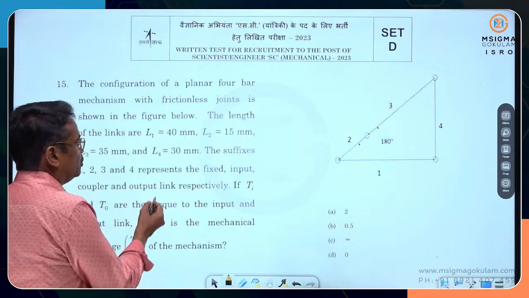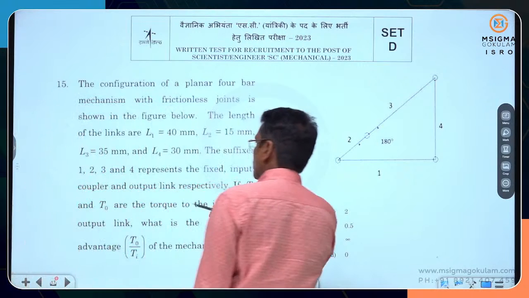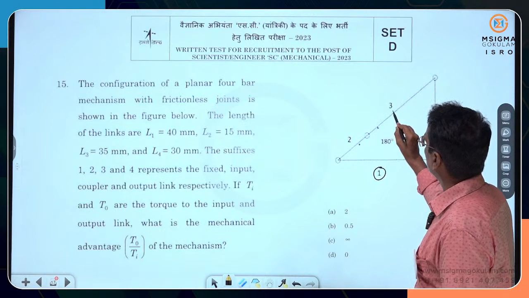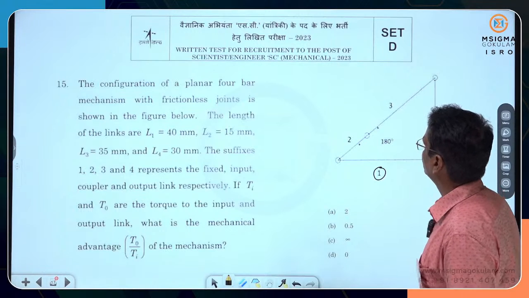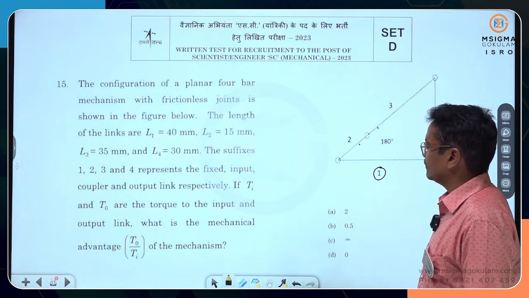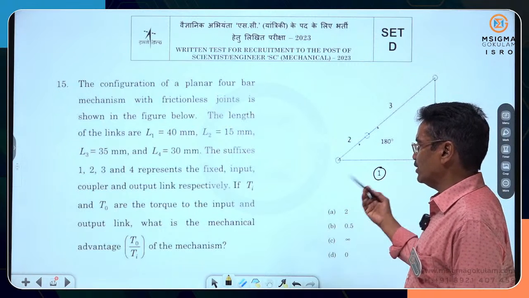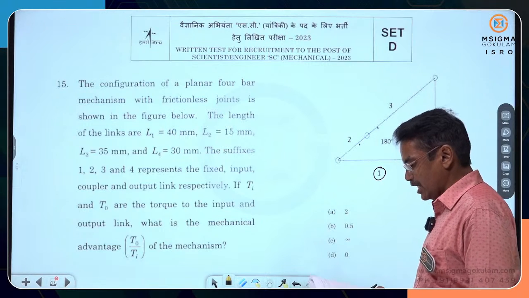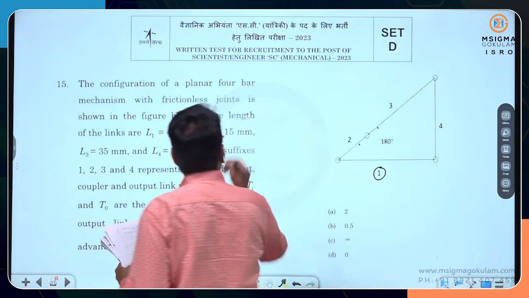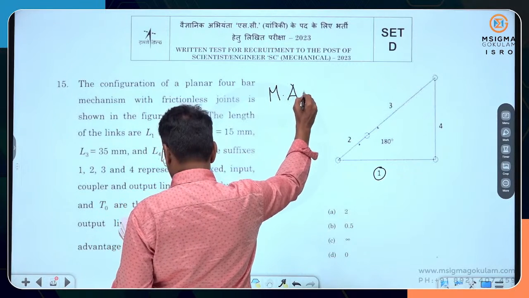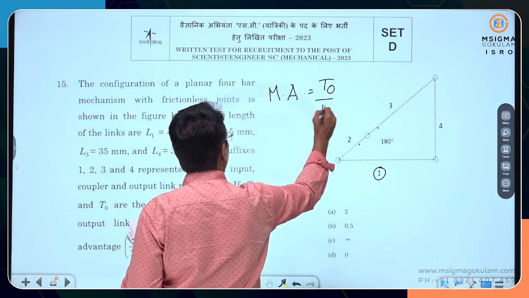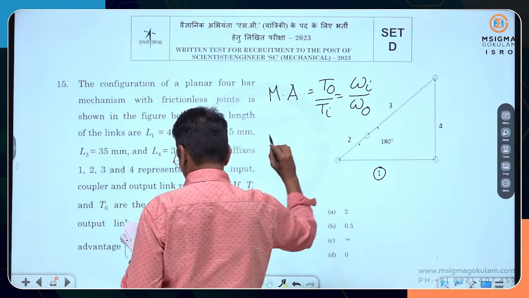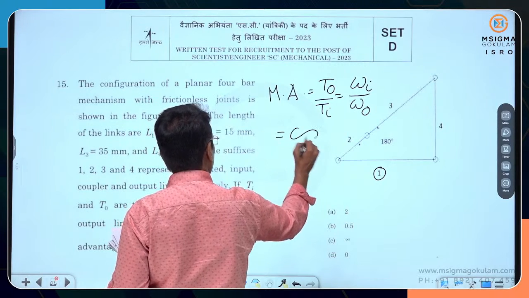The configuration of a planar 4-bar mechanism with frictionless joints is shown here. The suffixes 1, 2, 3, 4 represent the fixed link, input link, coupler and output link of the mechanism. This is 1, this is 2, this is 3 and this is 4. If Ti and To are the torques on the input and output link, then what is the mechanical advantage To by Ti of this mechanism? Mechanical advantage MA is equal to To by Ti, which is equal to omega i divided by omega o. That will be equal to infinity.